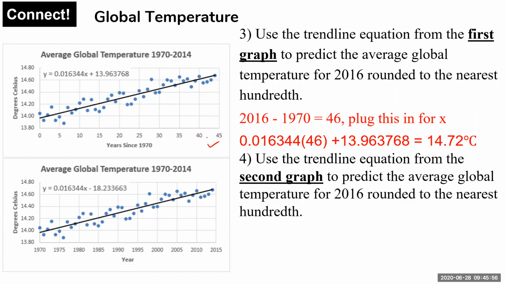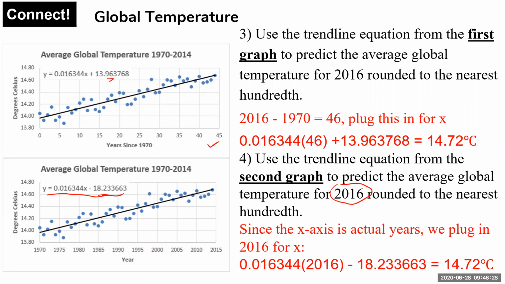Nice. Now, we want to use the trend line equation from the second graph. Because on the second graph we have the actual years, we don't have to subtract to find the year difference. We just plug in the year that is being requested. So we plug the whole 2016 into this equation, and that is why there's a difference in the y-intercepts. You plug in the whole year into the equation, and you get the same answer.